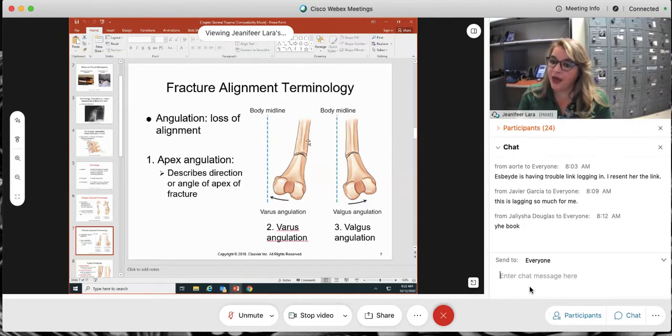We start to have some lack of apposition. Does that make sense? Lack of apposition because our fractured ends are no longer in the same plane. Okay? Varus and Valgus are describing the orientation of the fractured end.